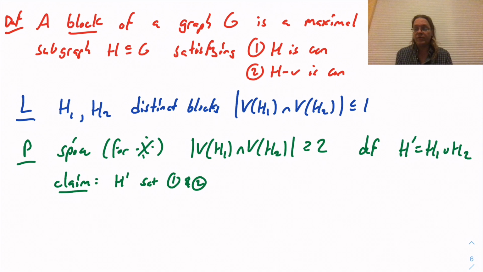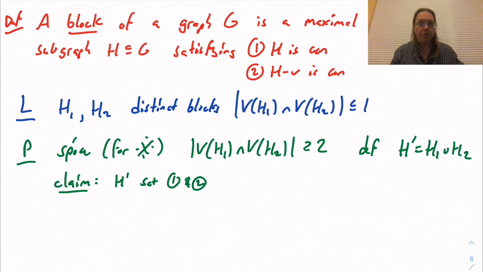Right, if I can prove that H prime satisfies both of these properties, then I have a contradiction, right? Because H1 and H2 were supposed to be maximal subgraphs of my graph G satisfying properties 1 and 2, and I've just enlarged, right? I've just found an H prime that I got by enlarging H1 or enlarging H2, and therefore that H prime is contradicting our basic assumption about H1 and H2 being maximal. So if we can prove this claim, that will give us a contradiction and thus complete the proof.